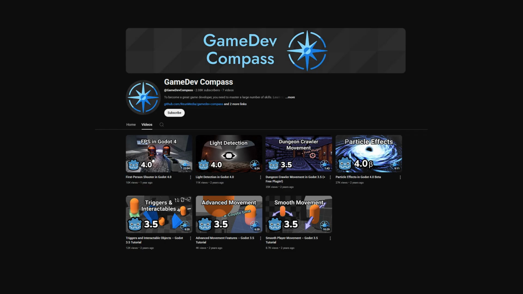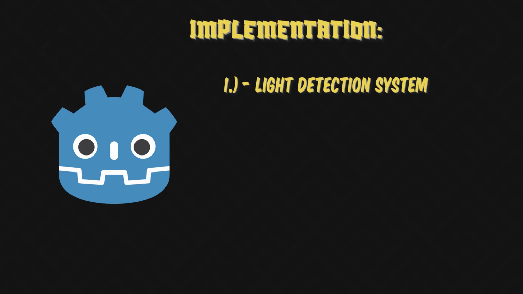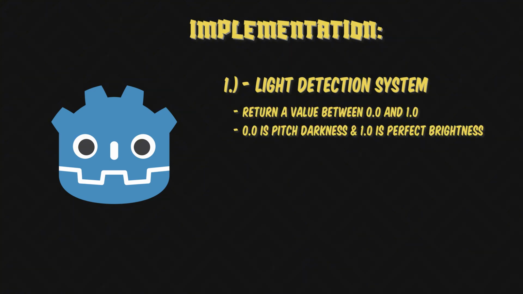They're a great channel, so please go check them out and give them a little love for this video, because I'm going to be taking what they do in that 6-minute video and expanding on it and explaining why and how that works. Essentially, that light detection system is going to give us a value between 0 and 1, where 0 is very dark and 1 is perfect bright light.